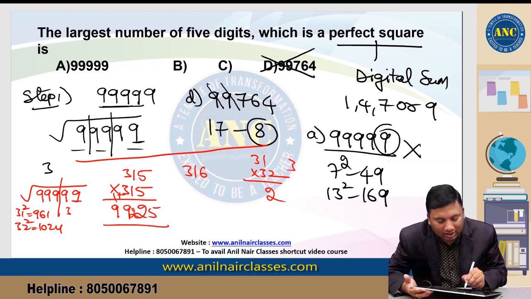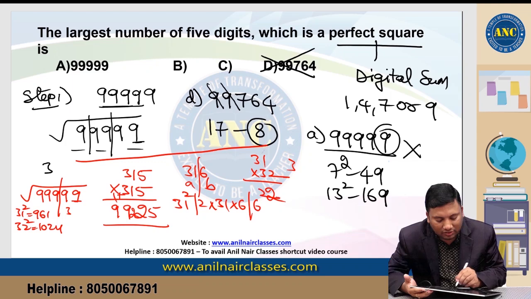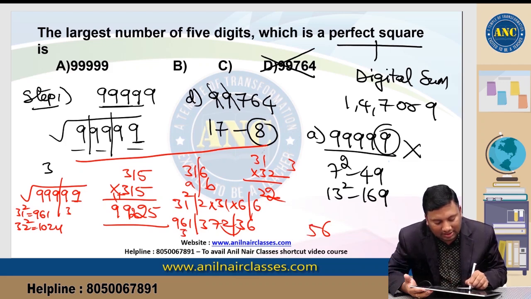Let me take 316 whole square. 316 whole square, where a is 31 and b is 6: 31 square, 2 into 31 into 6, and 6 square. 961. 6 2s are 12. 12 31s are 372, and 6 square is 36. 6, 3 carried, 375. 99856.